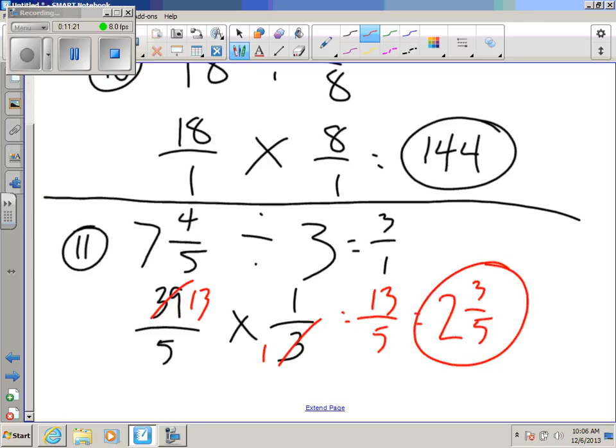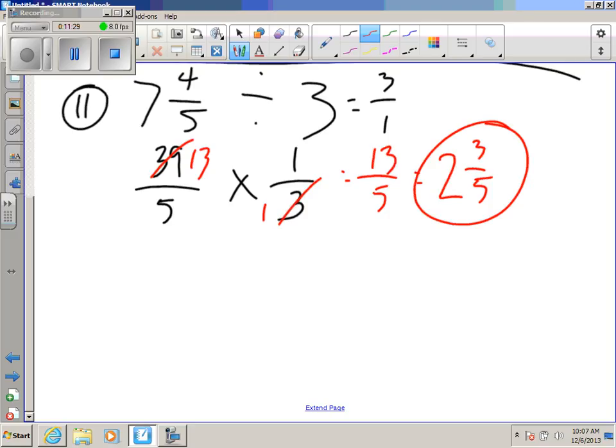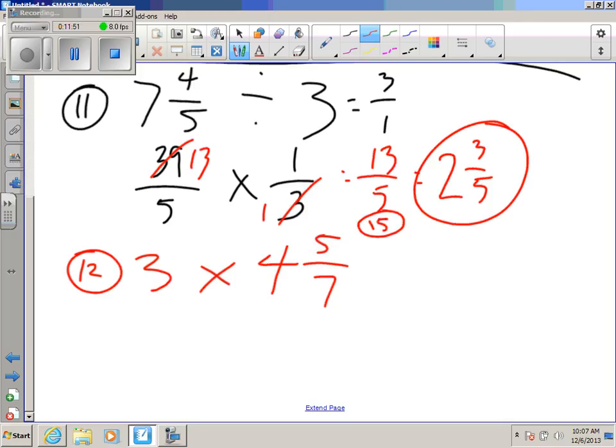How are we doing so far? 3 times 4 and 5/7. If we were to just take a second and estimate, we'd say 3 times what? 5. I should get something in the neighborhood of 15, right?